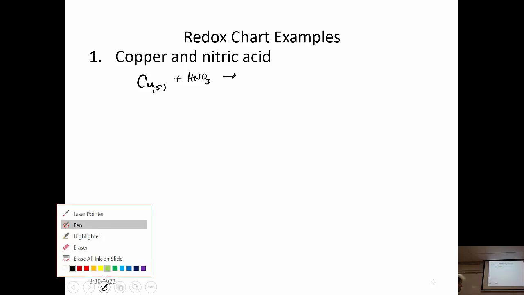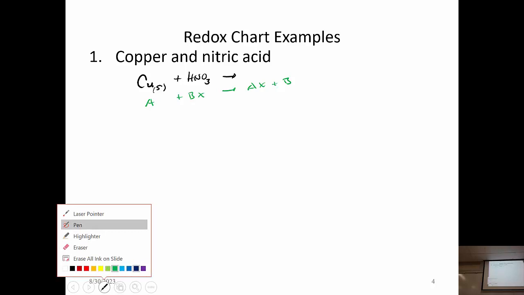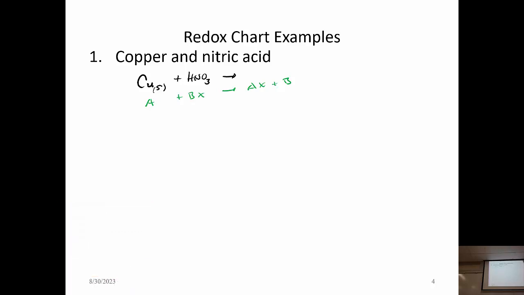Hey, you know what this looks like? It looks like single replacement. A plus BX. If it's single replacement, then that's going to yield AX plus B. Okay, I'm going to do single replacement because it's easy. So I'm going to take copper with nitrate. And I have two choices here. I can do copper 1 nitrate or copper 2 nitrate. Which one should I do?